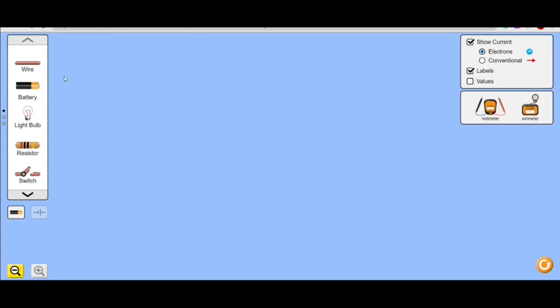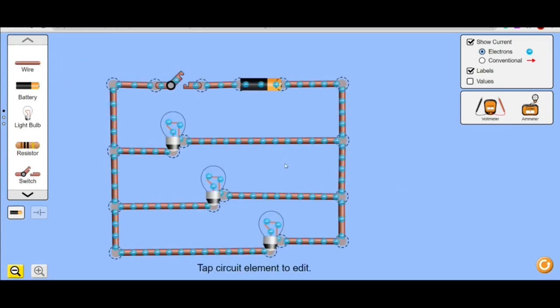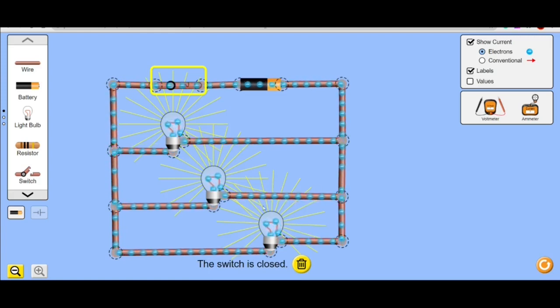Now let's see what is a parallel circuit. Now I have joined all the elements, but this time I have joined them differently. I have joined them in parallel. You can see all these three bulbs as well as these batteries all are in parallel to each other. Now let's close this switch. You will see that all three bulbs are glowing.